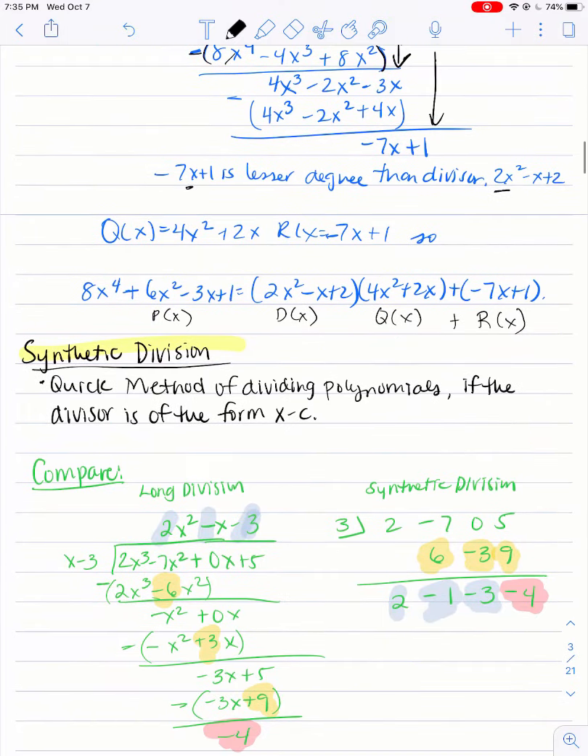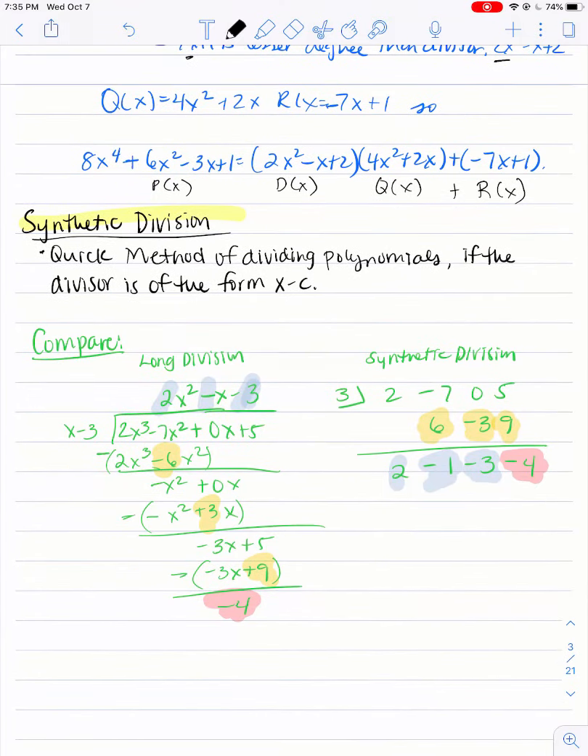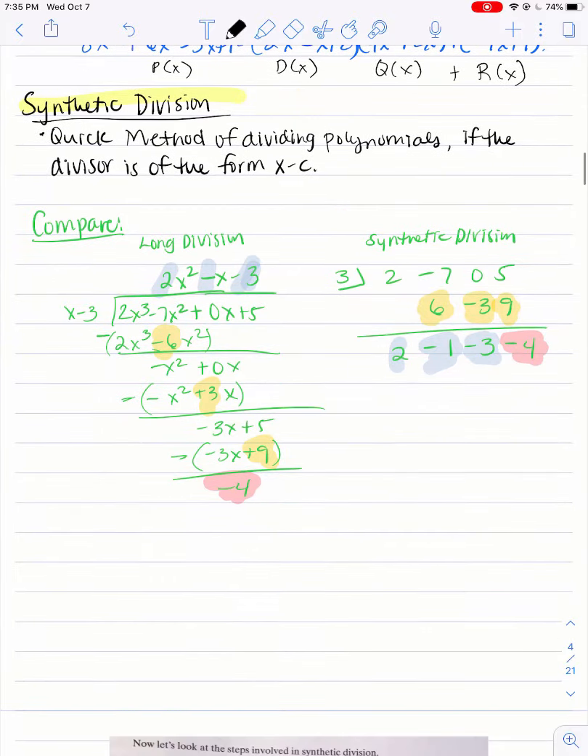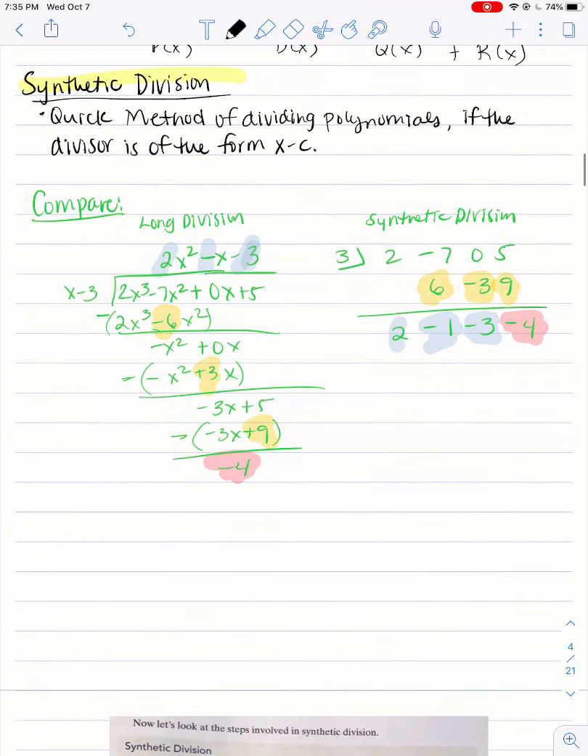We also have this other quick method of dividing polynomials called synthetic division. So this is a method if the divisor is of this form, x minus c. So it lets us just compute it faster. So we'll compare these two examples. So here we have long division, and we go through the whole process, and then we get 2x squared minus x minus 3 minus the remainder, which is like negative 4 over x minus 3.